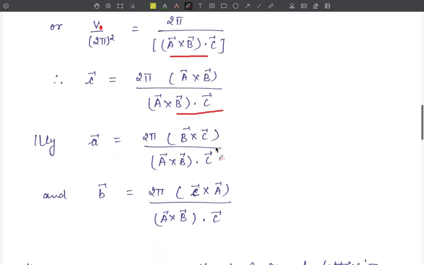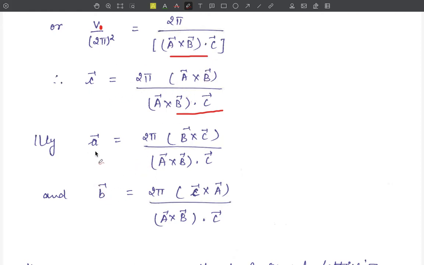Similarly, we can find out the values of small a vector and small b vector. Small a vector comes out to be 2 pi into B cross C upon A cross B dot C, and small b vector comes out to be equal to 2 pi into C cross A upon A cross B dot C. Here again we have a rotation of these vectors.